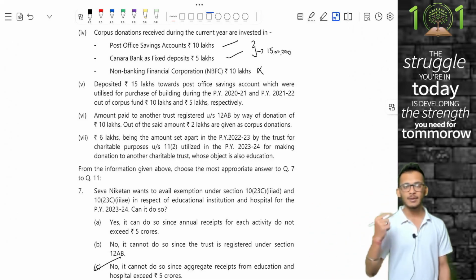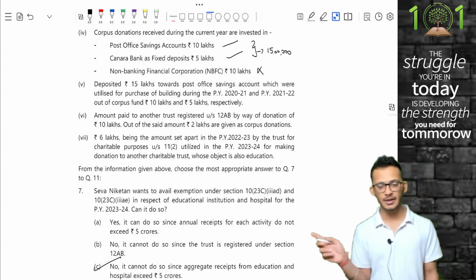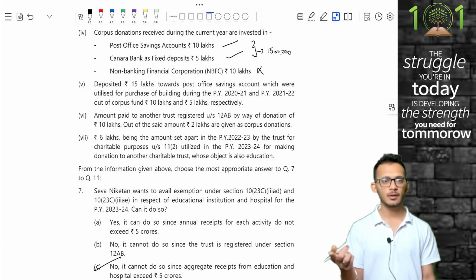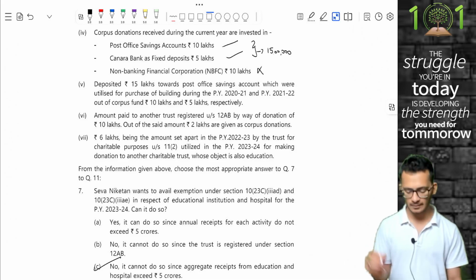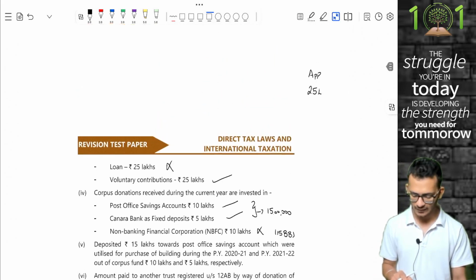Let's hold that. Before even we go there, let's also clarify this fact that the non-banking financial corporation deposit is not a permissible mode. So putting a corpus donation in a non-permissible mode is also a specified violation, which means this also will be a specified violation. So now I have two specified violations.